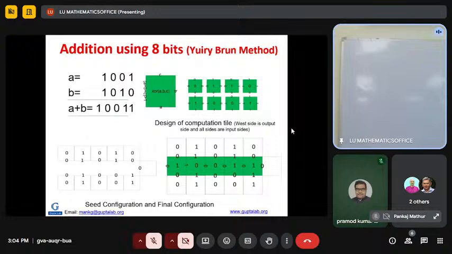This is by Brun. So we take input as binary numbers like this, and you see these are here, okay? And these 8 tiles will combine and give you the output here, 1 0 0 1 1. A plus B. So this is a unidirectional solution. That is also possible, right?